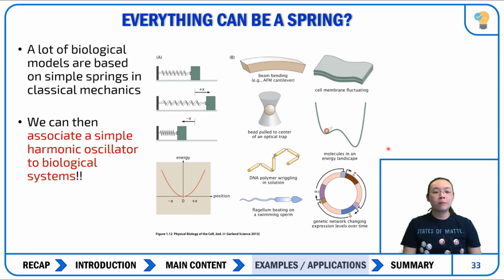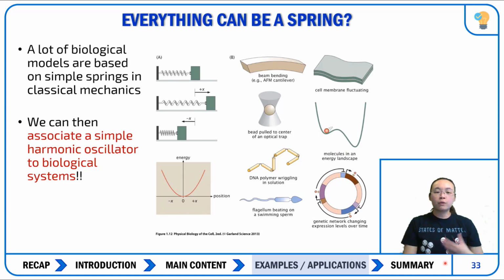Next, I'm posing a question: can everything be a spring? Obviously not, but in a model they can be. There are tons of biological models that are based on simple springs in classical mechanics. From here, the assumption is that when a spring is relaxed and at resting length, the energy involved is at a minimum. Right here, when the spring is relaxed, the energy is at a minimum. But when it's compressed or stretched, the energy increases, either kinetically or potentially. And this model can be applied to so many different things.